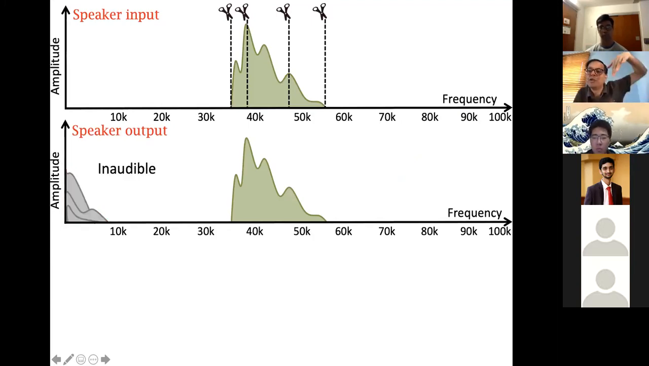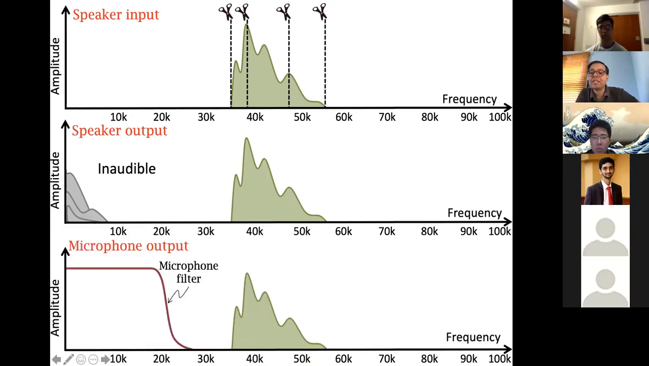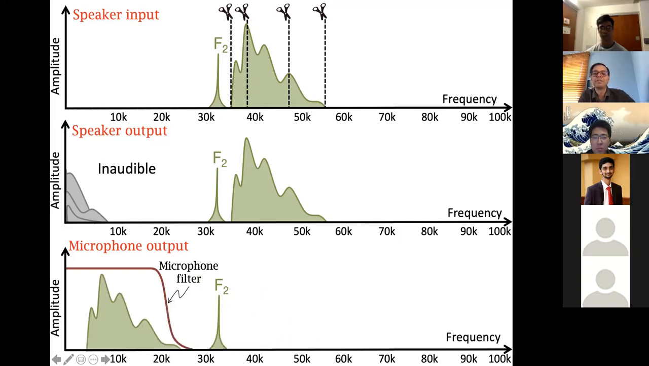It's inaudible because humans don't hear at the lower frequencies, but the green mountain still stays. And now when the green mountain comes to the microphone, it gets shifted with F2 and the microphone. To the microphone, it's audible. You have launched the attack.